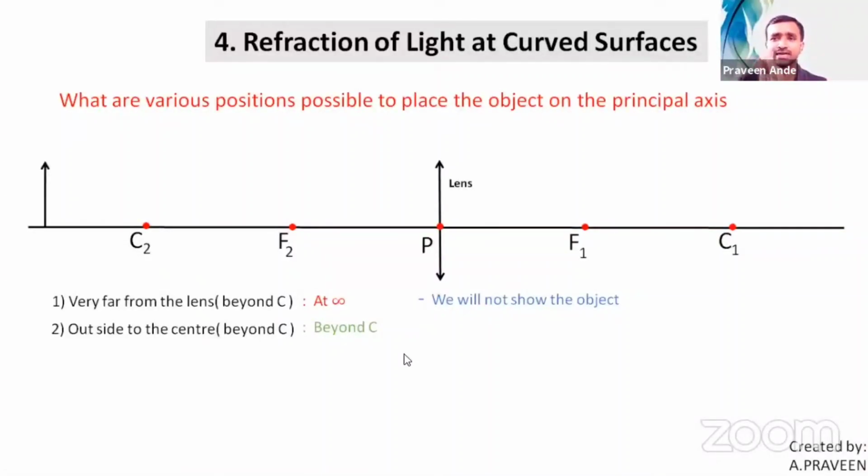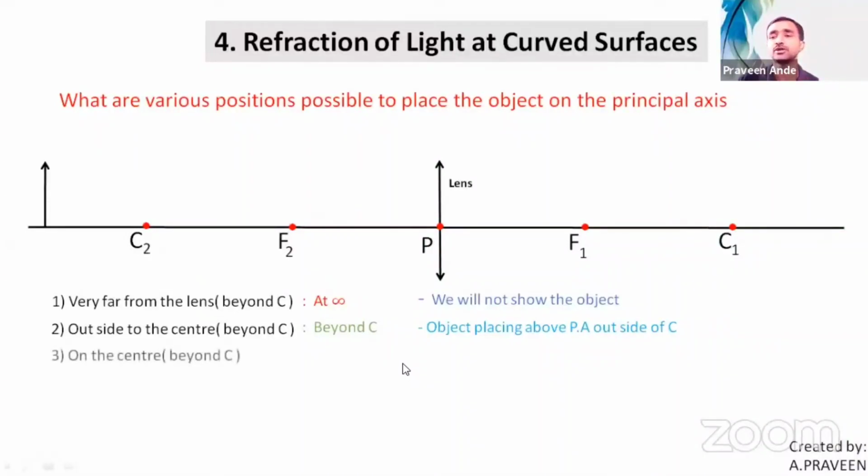There is no particular distance mentioned, right? I am not mentioning any particular distance after the center of curvature. You can place it anywhere. Very close also can be considered beyond the center of curvature. So in this case, we will show the object just outside the center of curvature on the principal axis, right? The object is placed above the principal axis outside of C, right? That is especially C2, but it is the first surface.